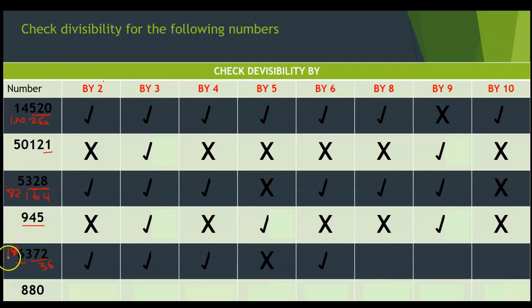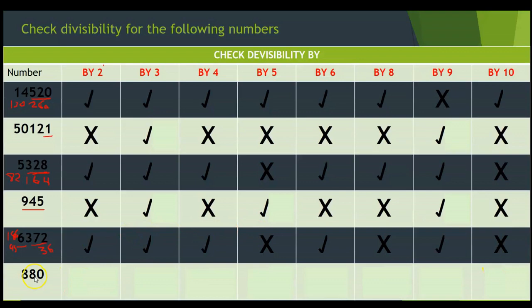What is the second half? 93. Can I halve it one more time? Can 93 be halved one more time? No, because it's an odd number. Then it's not divisible by 8. What about divisibility by 9? Yes, it's divisible by 9. What about divisibility by 10? No, it's not divisible by 10.